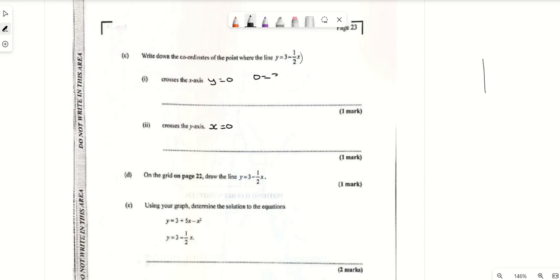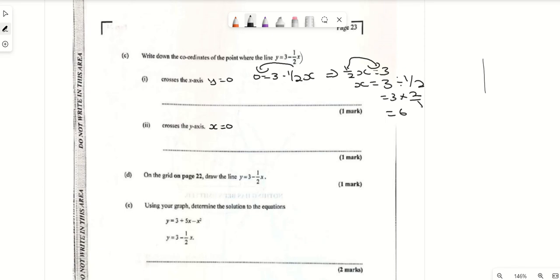All right? So that means 0 is equal to 3 minus a half x. We want to make x the subject. We always want positive x, so we're going to carry across this negative a half x and turn it to positive. So it's going to be a half x is equal to 3. Then you're going to carry across a half, so x is equal to 3 divided by a half, which is equal to 3 multiplied by 2 over 1, which is equal to 6.